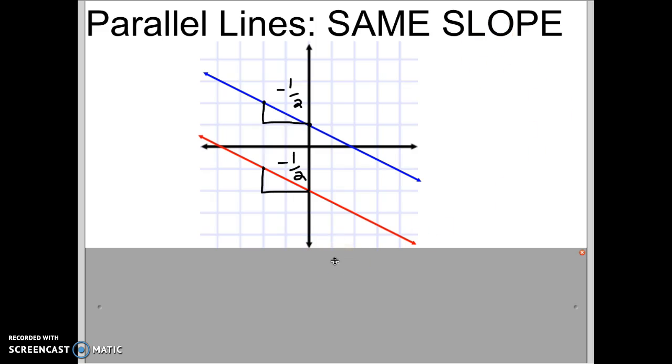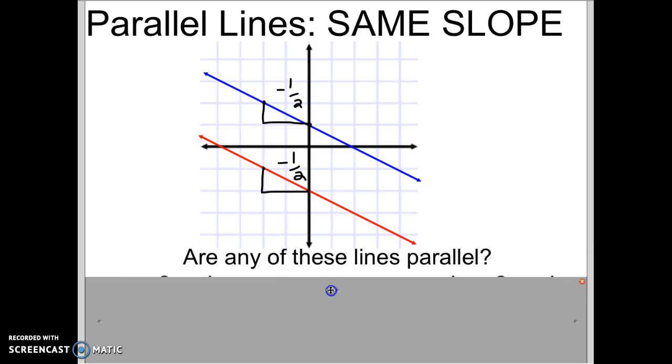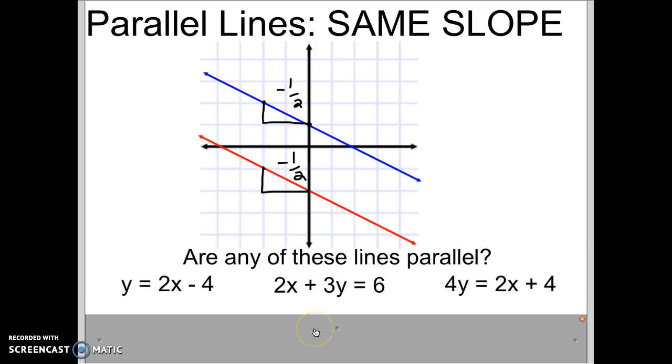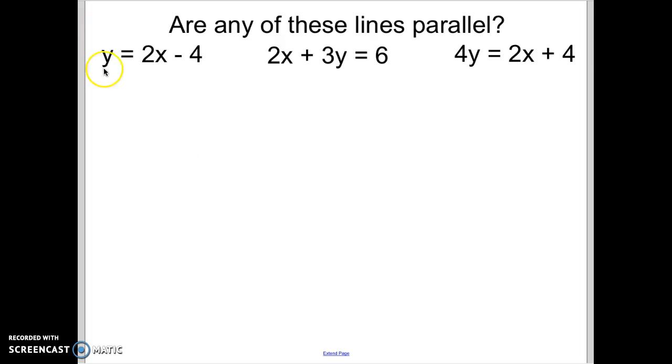In the next examples, we're going to look at some equations to determine whether or not these lines are parallel. So take a look at these 3 lines and determine whether or not they are parallel. So in the first example, we have an equation that's already in slope-intercept form. So with that, we can identify that the slope of this line is 2. In the next line, I have an equation, but it's not in slope-intercept form. So the first thing I need to do is to change it into slope-intercept form by subtracting 2x from both sides. Once I do that, I'll be able to get 3y by itself, and then from there, I have an equation that I can divide by 3.